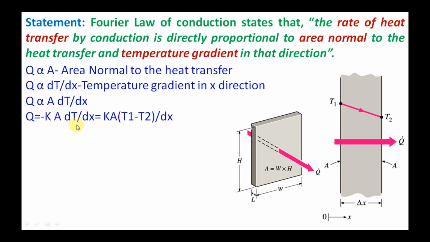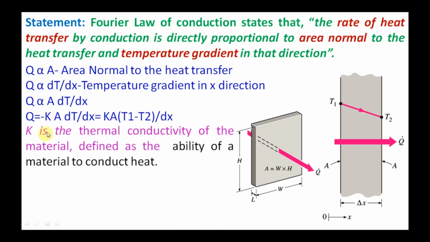Here the negative sign is there, and we will discuss it. Here we can write K A, and this dT by dx is the change in temperature with respect to distance, which can be written as T2 minus T1 by dx, and we can write this as T1 minus T2 by dx, and the negative sign can be eliminated from it.